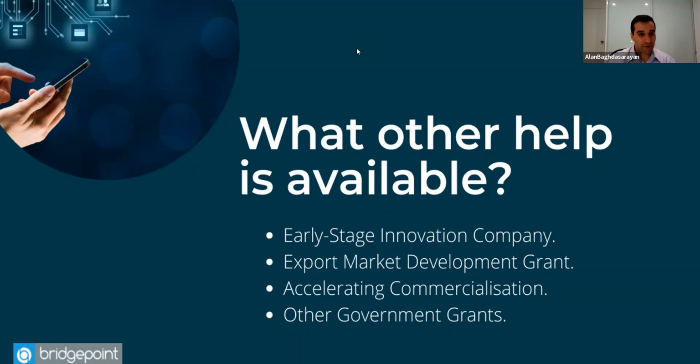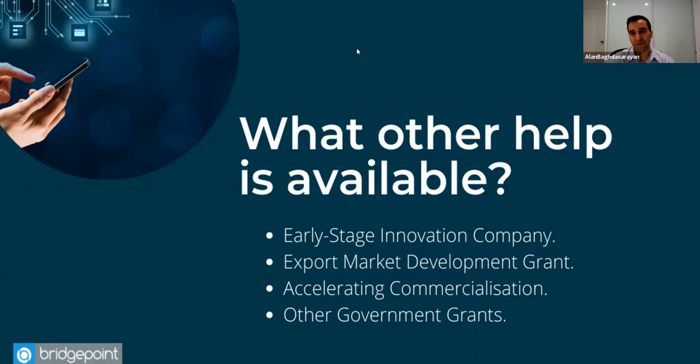There's also the Accelerating Commercialisation Grant. The AC grant provides dollar-for-dollar funding up to $1 million. And this is for helping companies essentially license and promote various IP and technology, both domestically and globally.